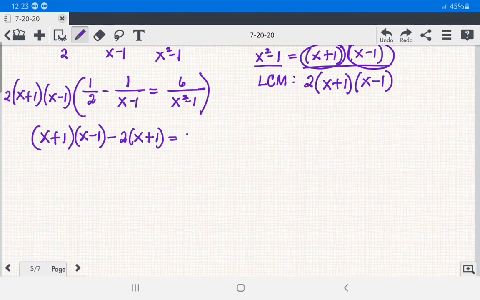So, 2 times 6. Then, we have 2 times 6. Okay. Then, we all know that x plus 1 and then x minus 1 is equal to x squared minus 1. Then, minus 2 times x, we have 2x. Then, 2 times 1, we have 2. Minus 2, because negative 2 times 1, we have negative 2. Then equals to 12. 2 times 6, we have 12.